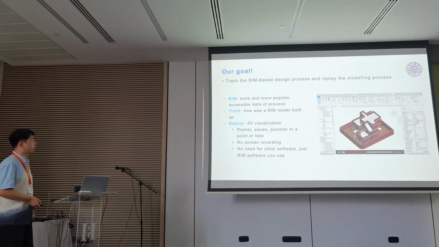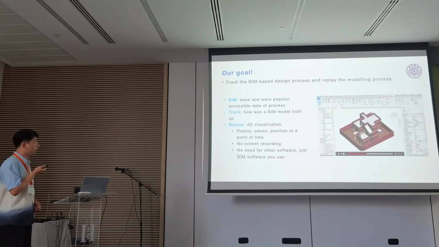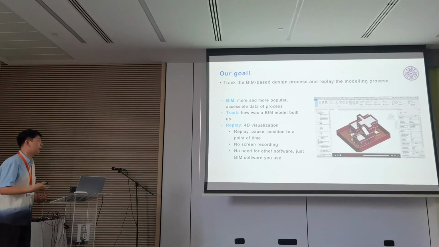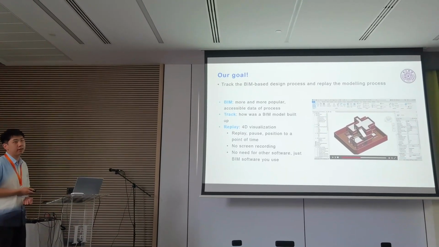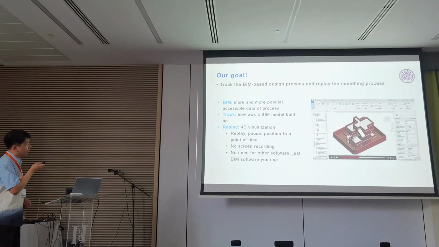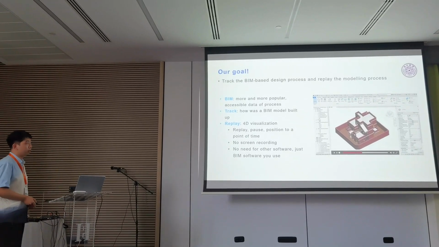Why do we choose BIM? Because it is nowadays more and more popular. And another most important factor is that it actually provides accessible process data that we can use in this research. What we mean by track is that we want to know exactly how a BIM model was built up.